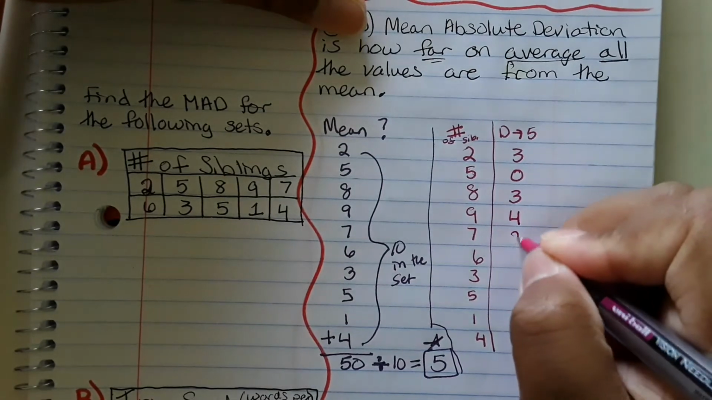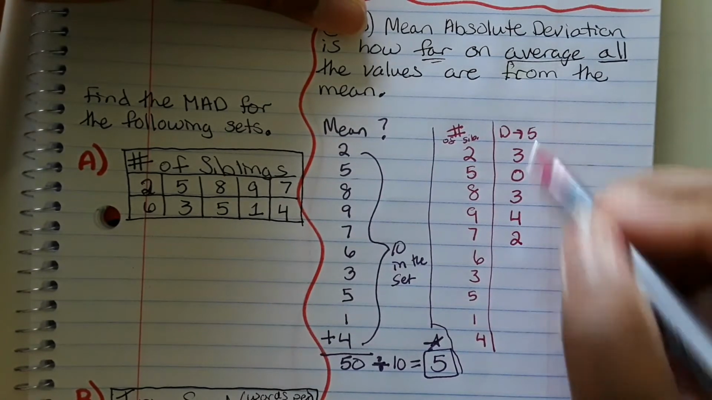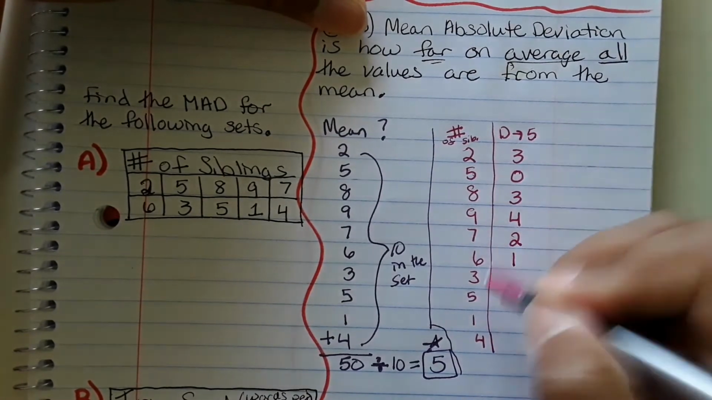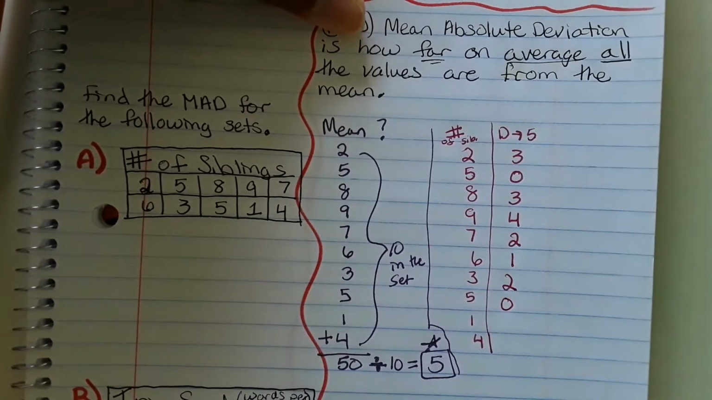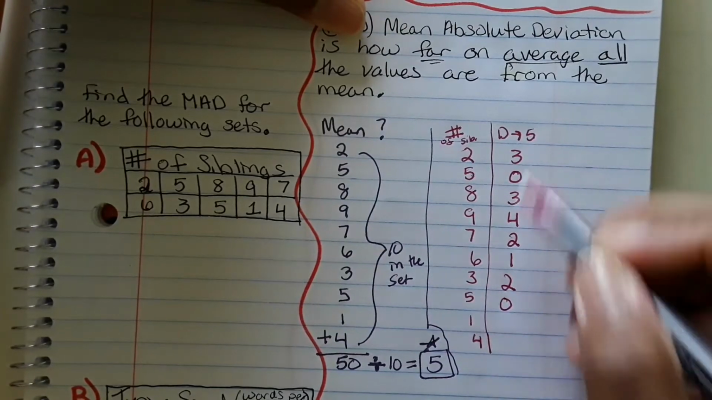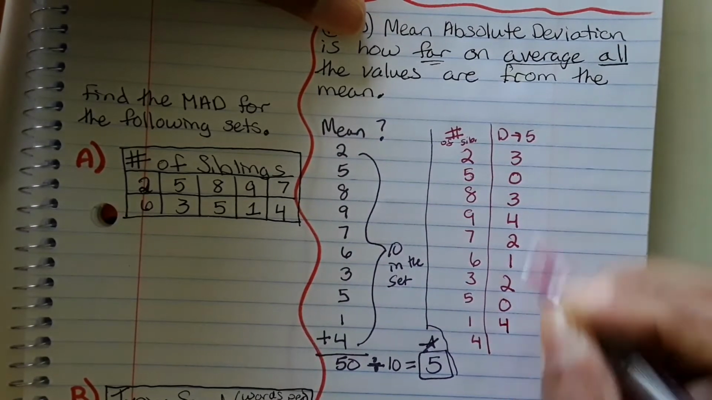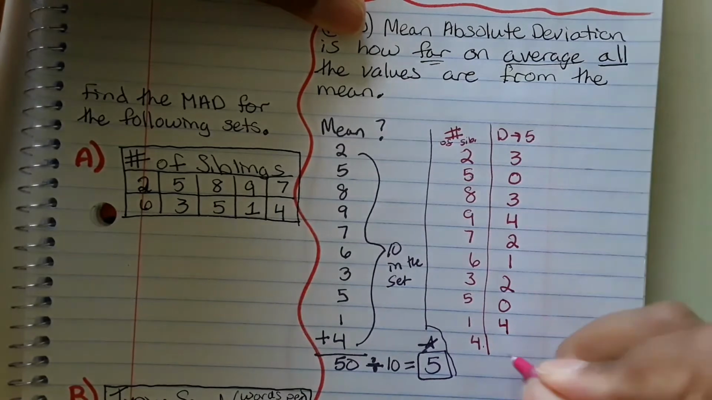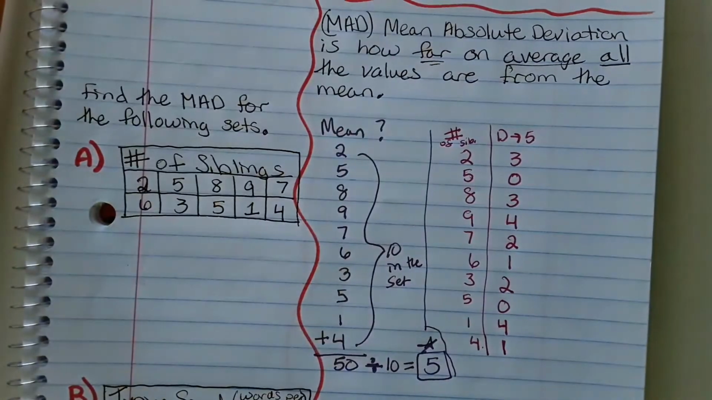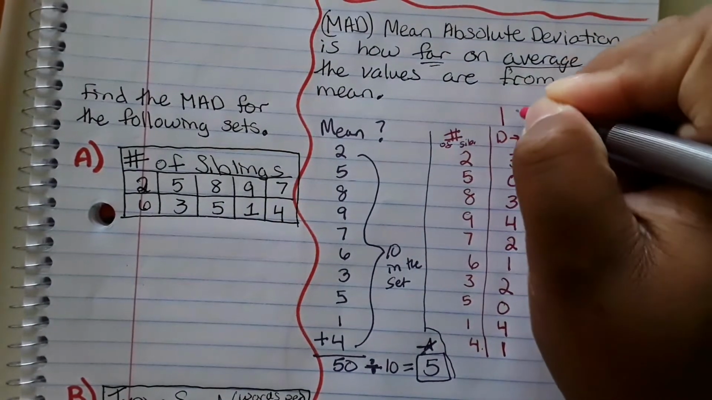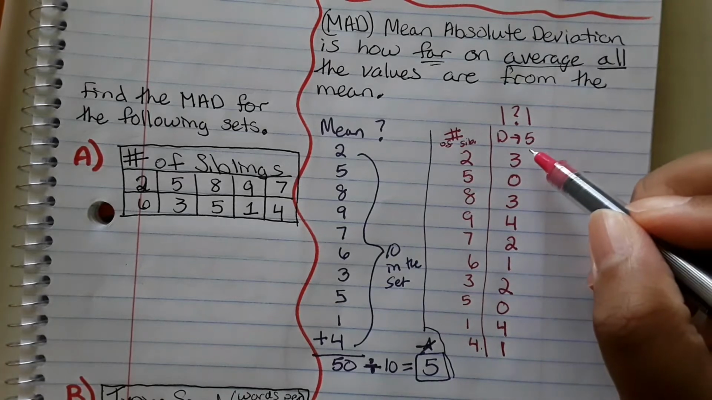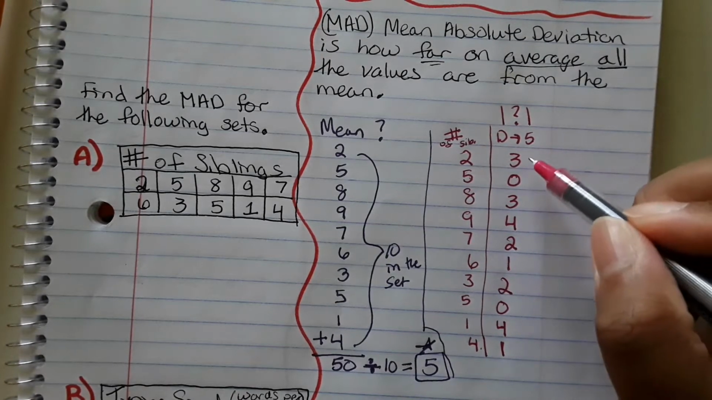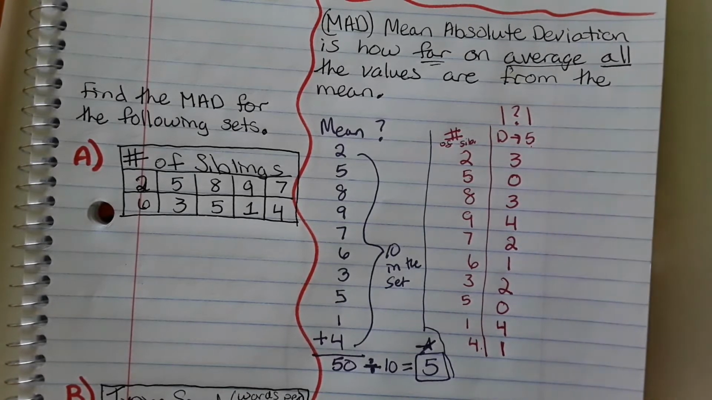That would be 2. How far away is 5 from 6? 1. 5 from 3? 2. 5 and 5 are at the exact same spot. How far away is 1 from 5? That would be 4. And how far away is 4 from 5? 1. So we're just looking for their absolute values, remember. All right, so now we have their total distances from our desired number 5.